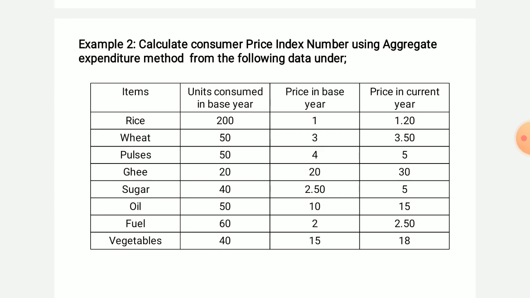Now take the second problem. Calculate the consumer price index number using the aggregate expenditure method from the following data. Here the various items are given in the first column, and units consumed in the base year, that is Q0, price in base year P0 and price in current year P1 are given. Having these values, we can calculate the consumer price index number by using the aggregate expenditure method.